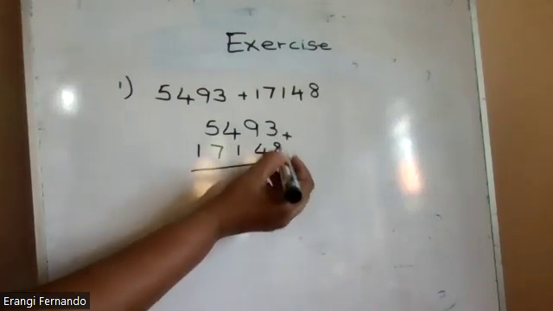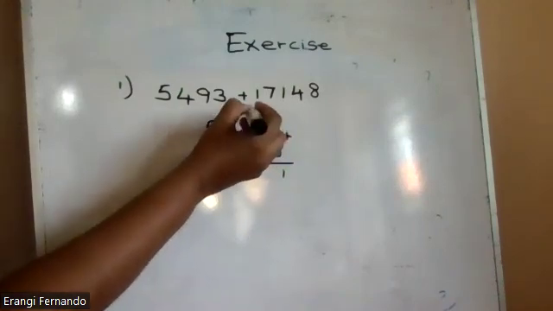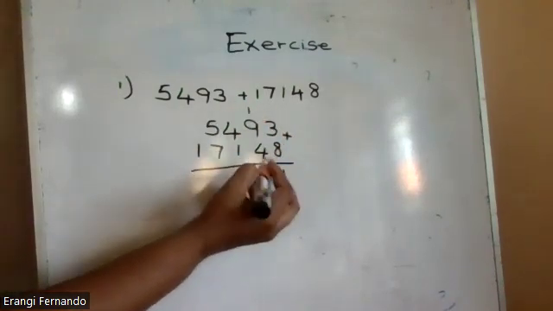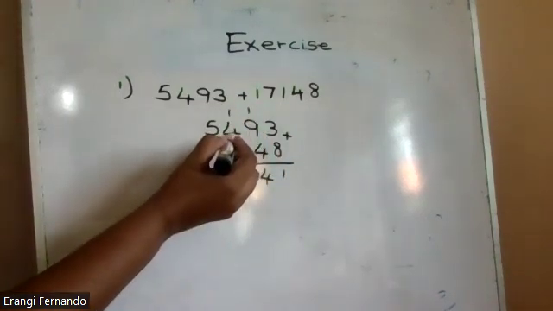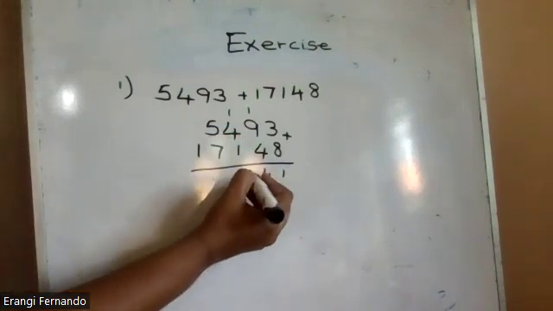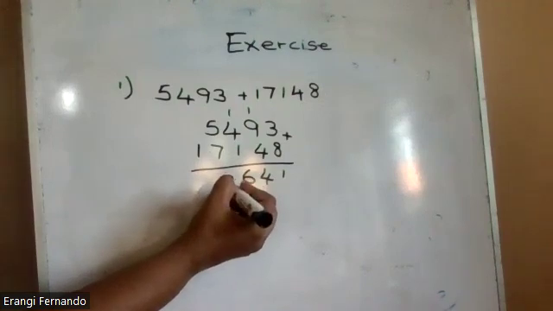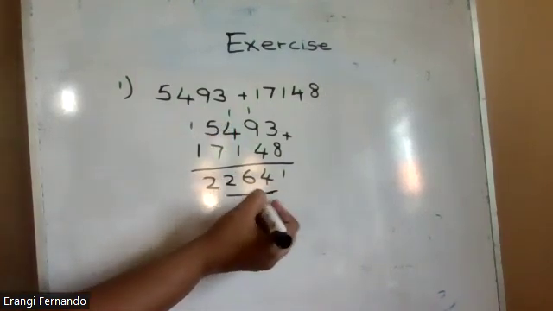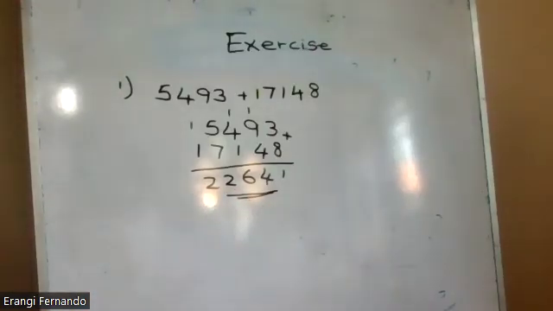So let's add. 3 plus 8, 11. 1 remains. 1 plus 9, 10. 10 plus 4, 14. 1 remains. 1 plus 4, 5. 5 plus 1, 6. 5 plus 7, 12. 1 remains. 1 plus 1, 2. The answer is 22,641.